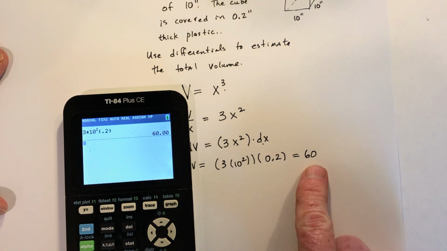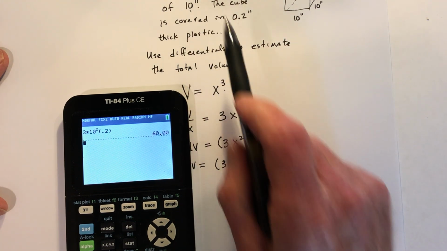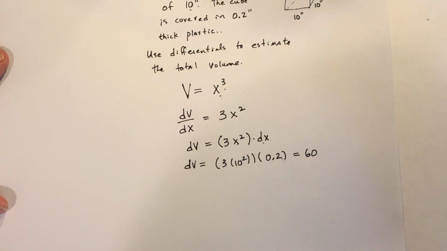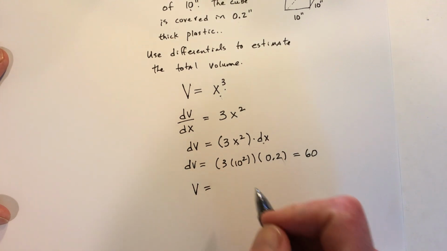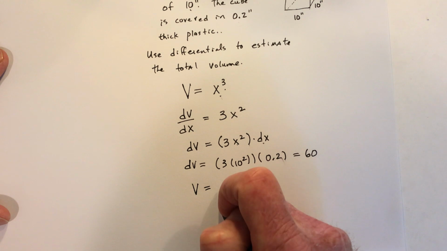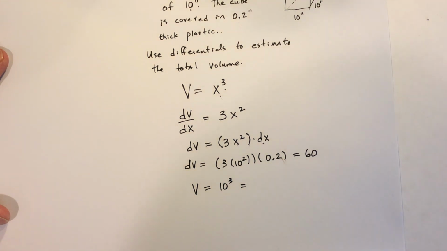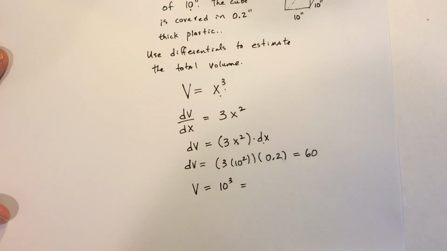Now this is not the actual volume, because basically if you start with 10 and plug it into the function, so this is the difference in the volume, not the actual volume. So the volume originally, before they coated it with plastic, would be 10 times 10 times 10, or it would be 10 cubed. And then 10 cubed, that's 1,000. 10 raised to the 3, that's 1,000.